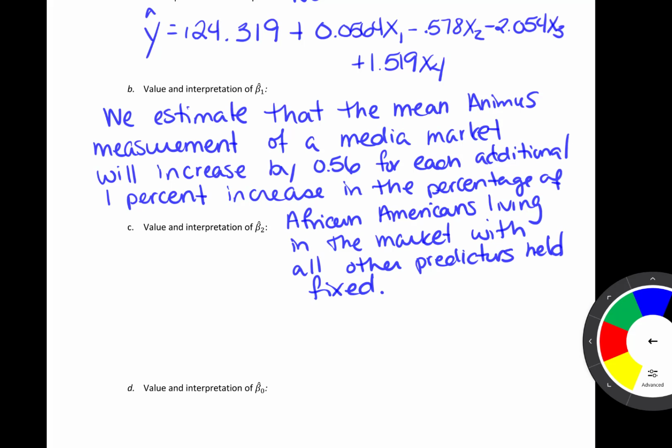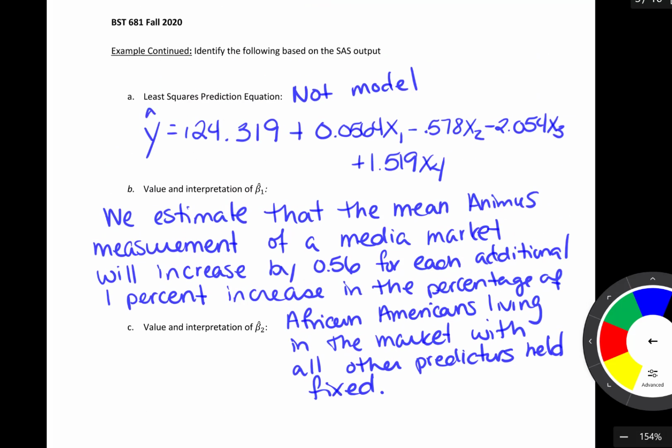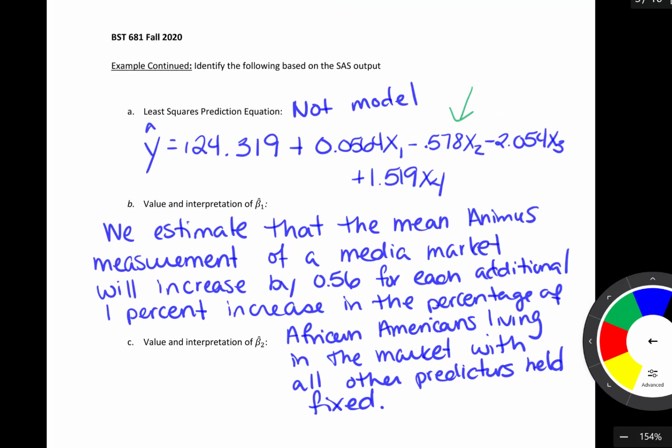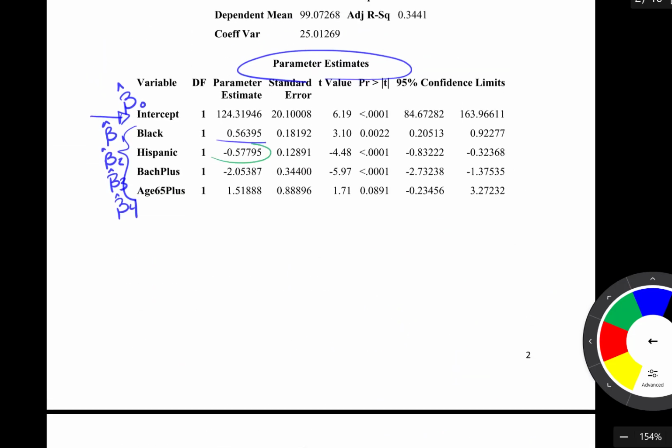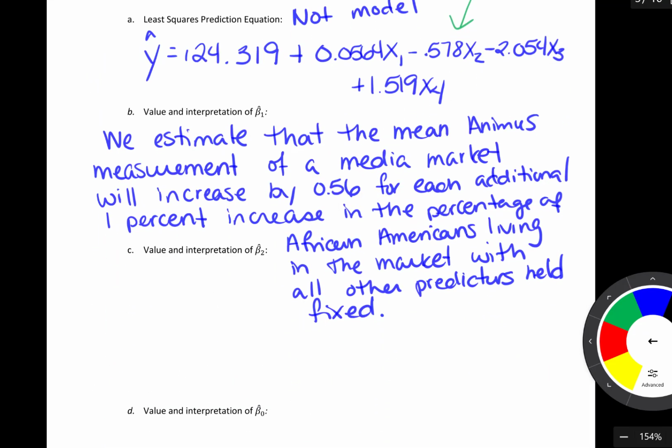Right, so you should have identified that beta hat 2 is equal to negative 0.578, and again that could have either come from our prediction equation here, or you could have gone back to the SAS output and found it here. Now in terms of the interpretation, the only thing that's really going to change is you're going to have decrease instead of increase. The value is going to change to 0.578 or 0.58, and then x1 looked at the percentage of African Americans, whereas when we talk about x2, that was looking at the percentage of Hispanics, so we would have changed that there.